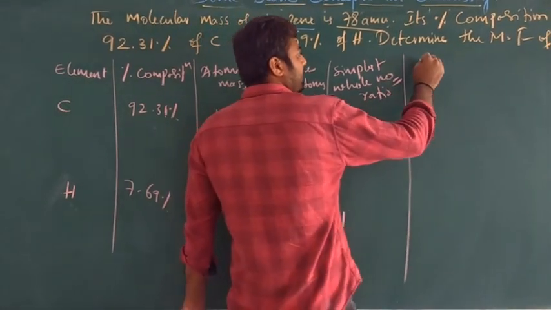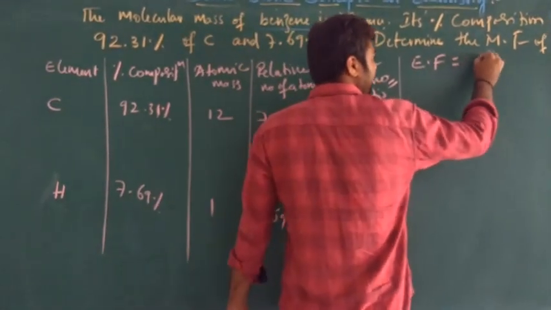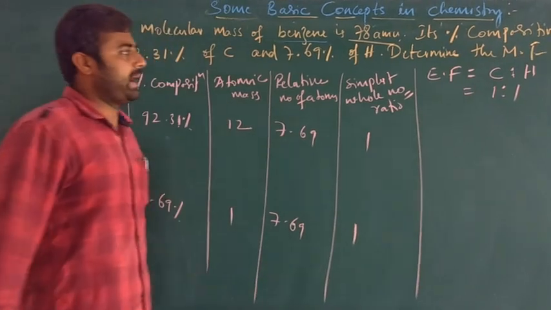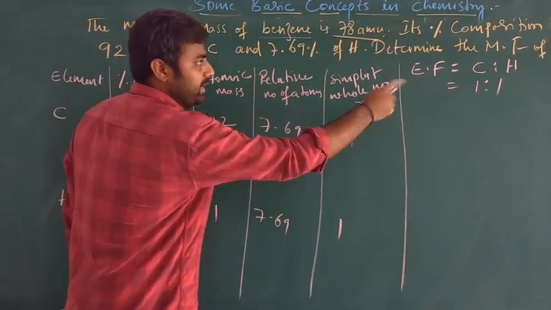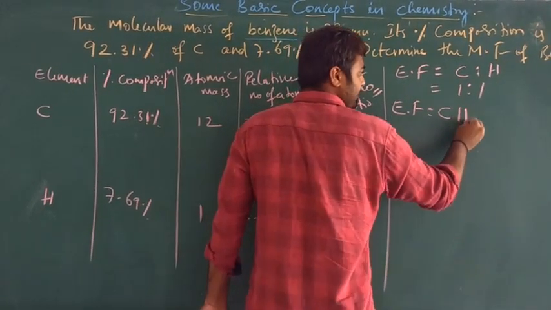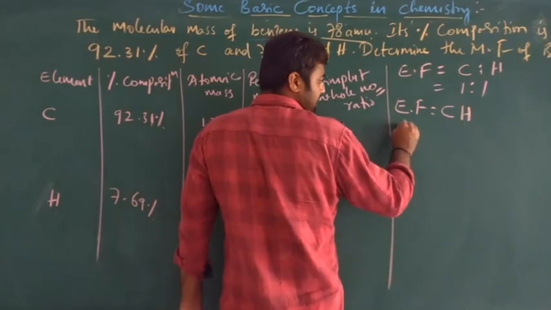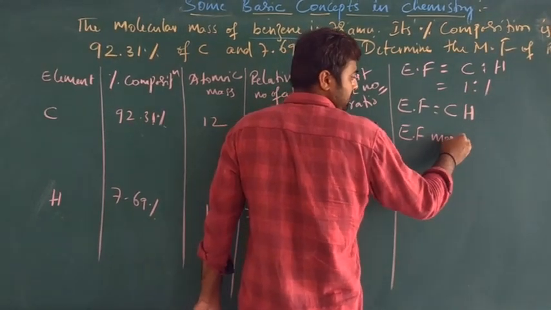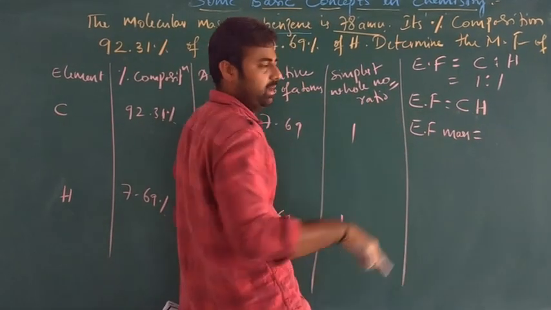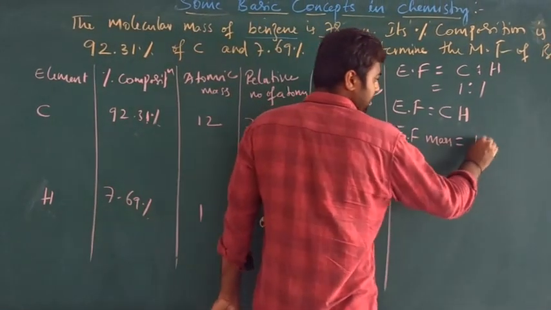Let's follow here. The empirical formula of a compound is obtained from the ratio of carbon and hydrogen. Of course, carbon and hydrogen are present in the simplest whole number ratio of 1:1. Then you have to write the empirical formula. Empirical formula will be CH. CH is the empirical formula. And what about empirical formula mass? Very simple: 12 plus 1. Atomic mass of carbon is 12, atomic mass of hydrogen is 1. So the empirical formula mass is 13.